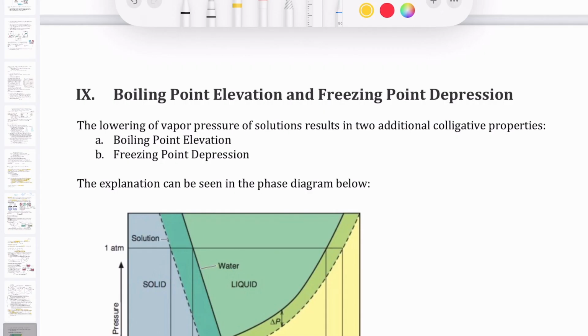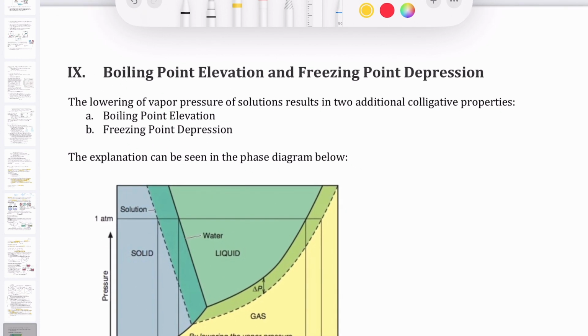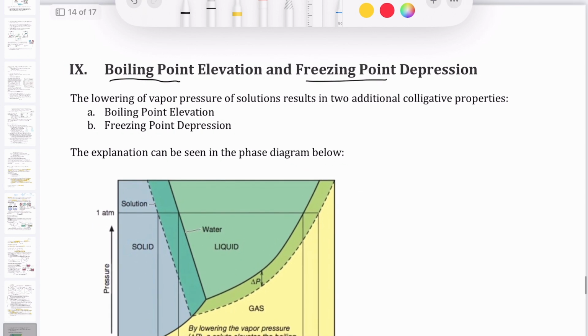We just discussed the phenomenon of vapor pressure lowering, which happens in a solution when compared to the pure solvent. And interestingly, that particular result of the vapor pressure being lowered actually affects two other properties of a solution. And those properties are the boiling point and the freezing point of the solution. So, just a quick reminder of the definition of these two properties.